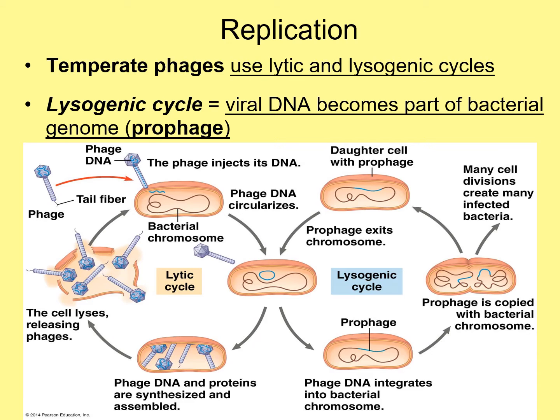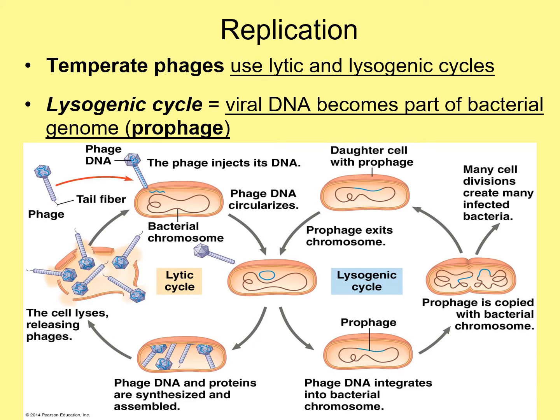As part of the lysogenic cycle, yes, they inject their genetic material into the host cell, but instead of hijacking the copying mechanisms, they insert their genetic material into the host cell's DNA. So in the picture we have here, we're looking at a bacteria. Bacteria have circular genomes, right? Unlike eukaryotic cells that have linear chromosomes. The chromosomes of bacteria are circular, and you can see the little loop of phage DNA that has inserted itself into the DNA of the host cell.